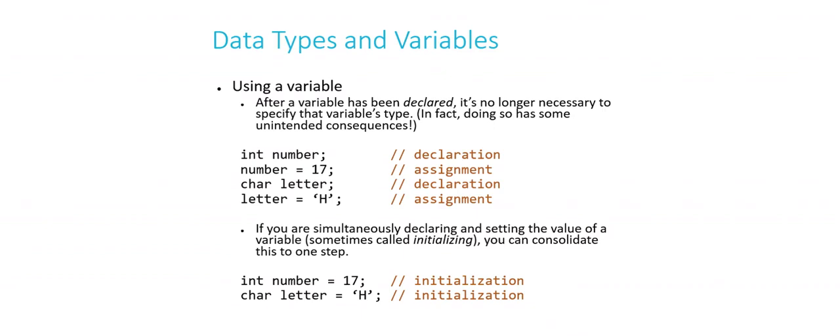The most important takeaway here when we're declaring and assigning variables is after we've declared it, notice I'm not using the data type again. I'm not saying int number equals 17 on the 2nd line of code, for example. I'm just saying number equals 17. Again, redeclaring a variable after you've already declared it can lead to some weird consequences, so just be careful of that.